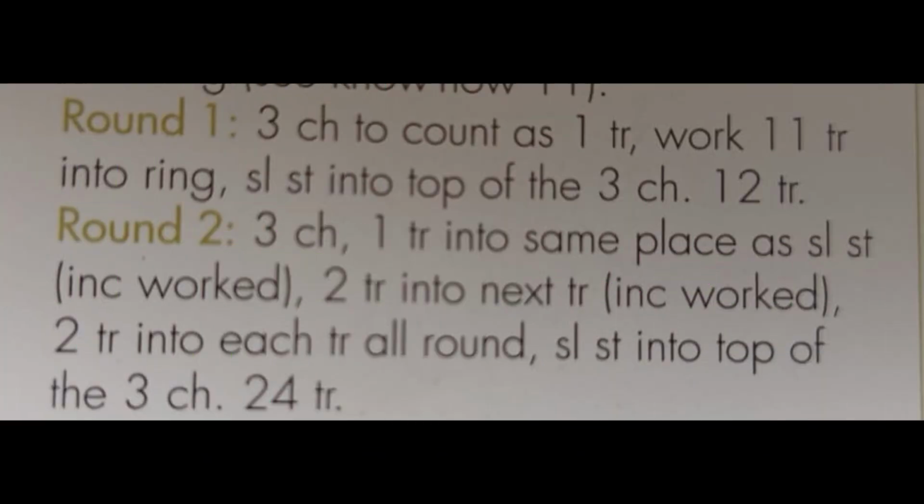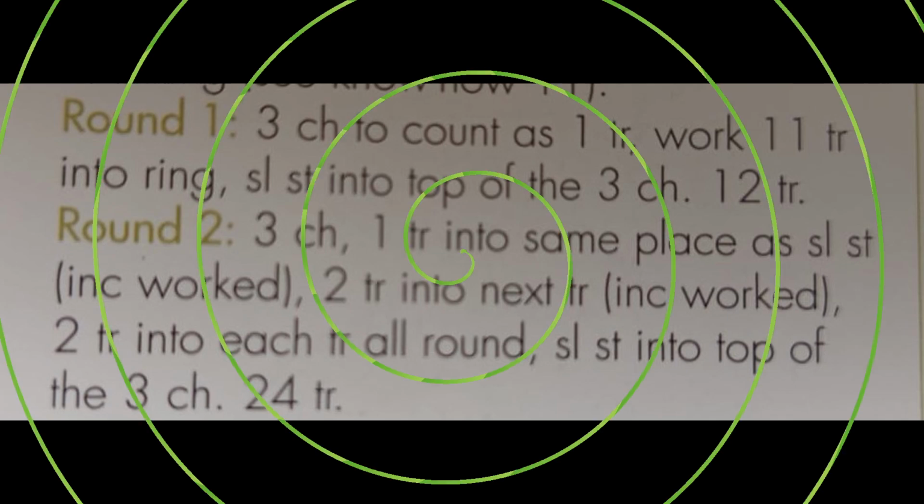Right, now pay attention to your punctuation. So for example, you'll see after the first treble it has a comma. So that's your first step. Then your next step, you go into your next step. Work 11 trebles into the ring. That's your next instruction. And then you have a comma again. Then your next instruction, slip stitch into the top of the 3 chain. Okay? And you have a full stop. Alright? So that's the end of your round 1. And then next to it, you'll have 12 trebles. It tells you how many stitches you should have in that round.